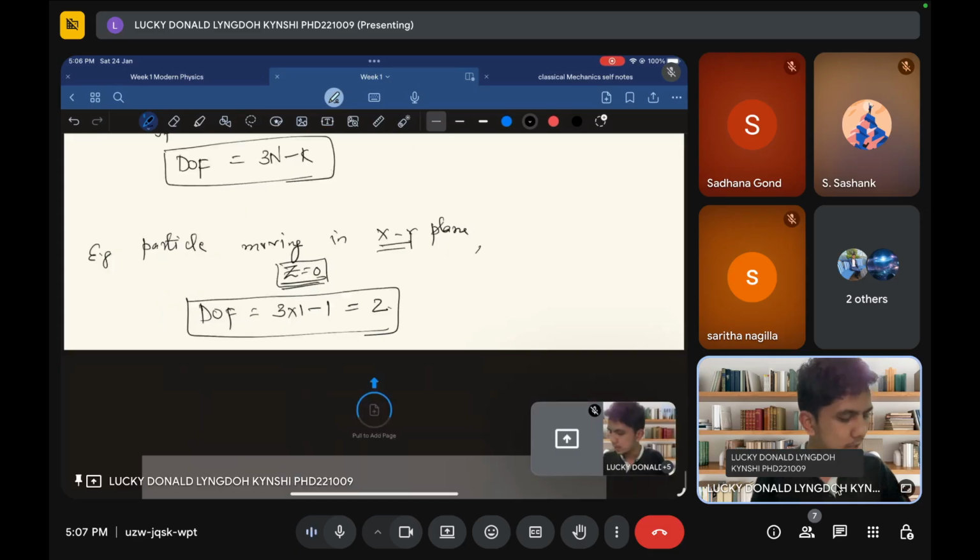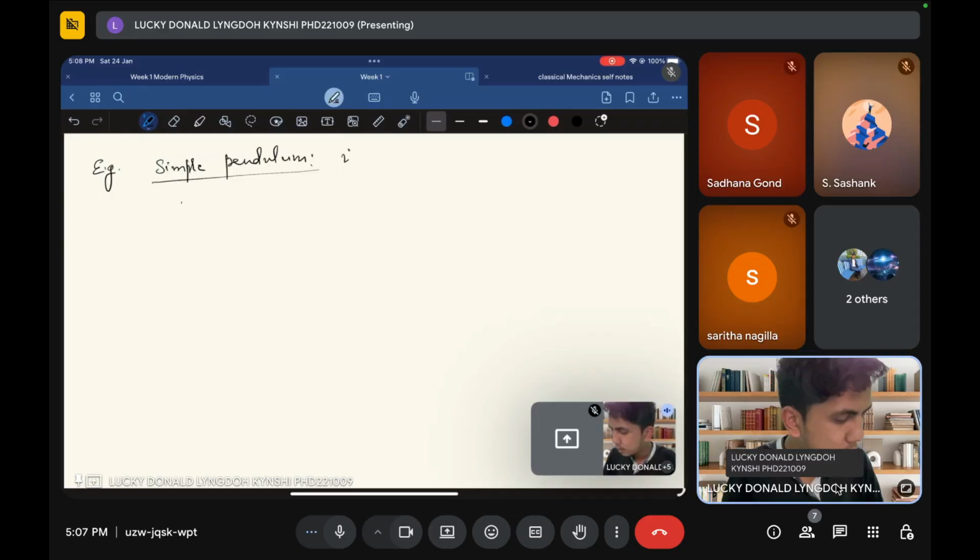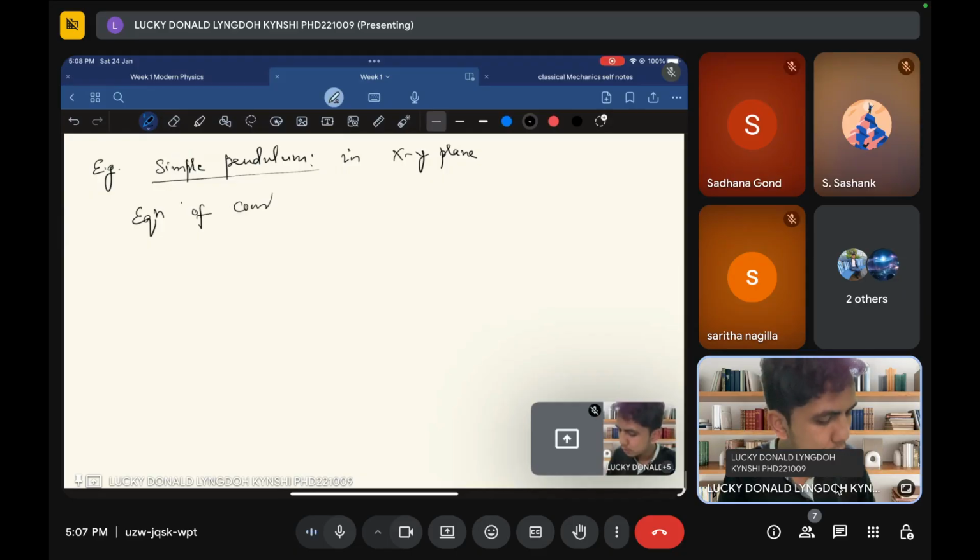Another example is a simple pendulum, in the xy plane. Then what will happen to your equation of constraint? You have z equal to 0. Let me draw a diagram first, that will be easier.